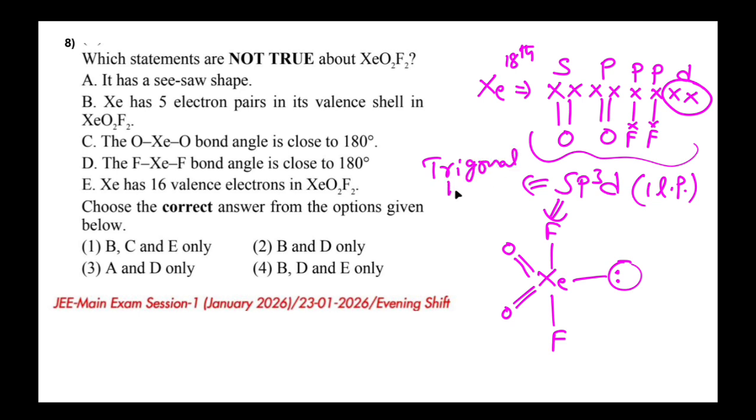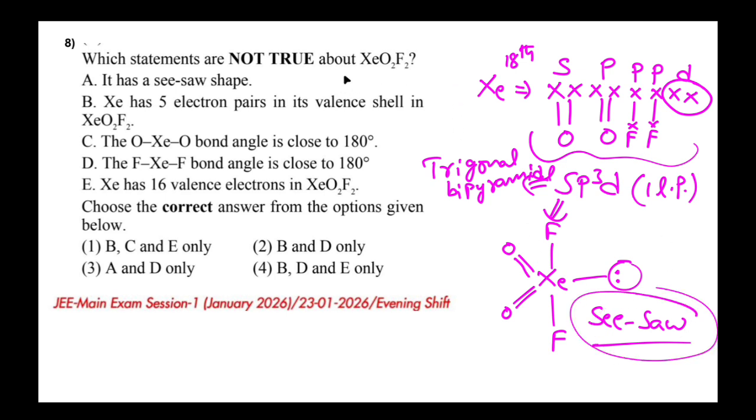Because of this lone pair, the original sp3d shape is trigonal bipyramidal. Now this trigonal bipyramidal geometry is converted into a seesaw structure, because due to the presence of this lone pair and bond pair repulsion, the original trigonal bipyramidal geometry is converted into the seesaw shape of the molecule. So the shape of the XeO2F2 molecule is seesaw.